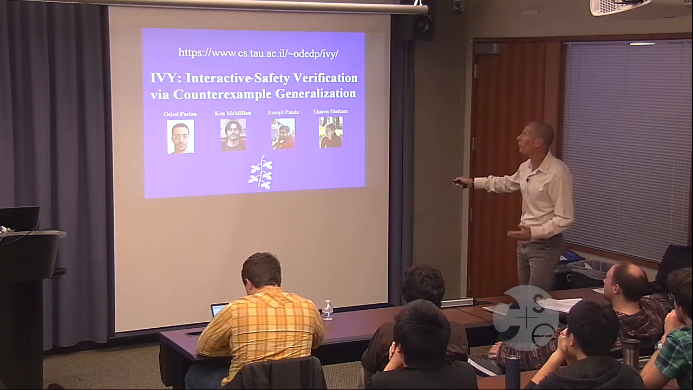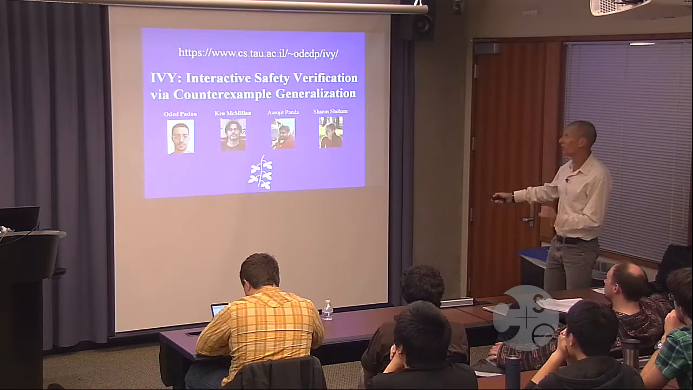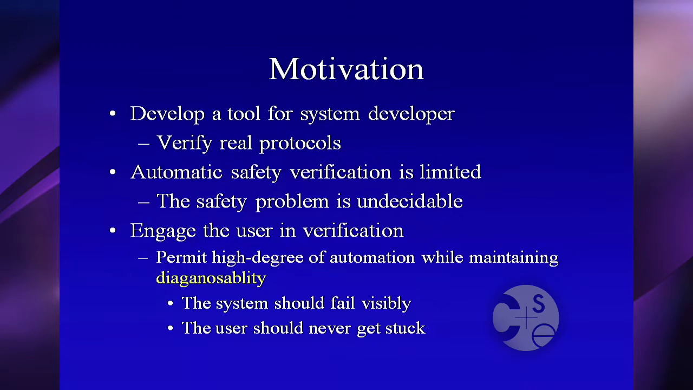So it's a tool for proving safety, and it's not automatic, it's interactive. So how do we do this? We want to develop a system tool to verify a real protocol. And we understand that automation is limited, but we know it's actually a very useful thing. So what we want to do is somehow engage the user in this procedure in the same way that Coq does, but in a much more automatic way. And the thing is that we want the system to fail in a visible way, so the user, unlike with normal static analysis, will never get stuck.